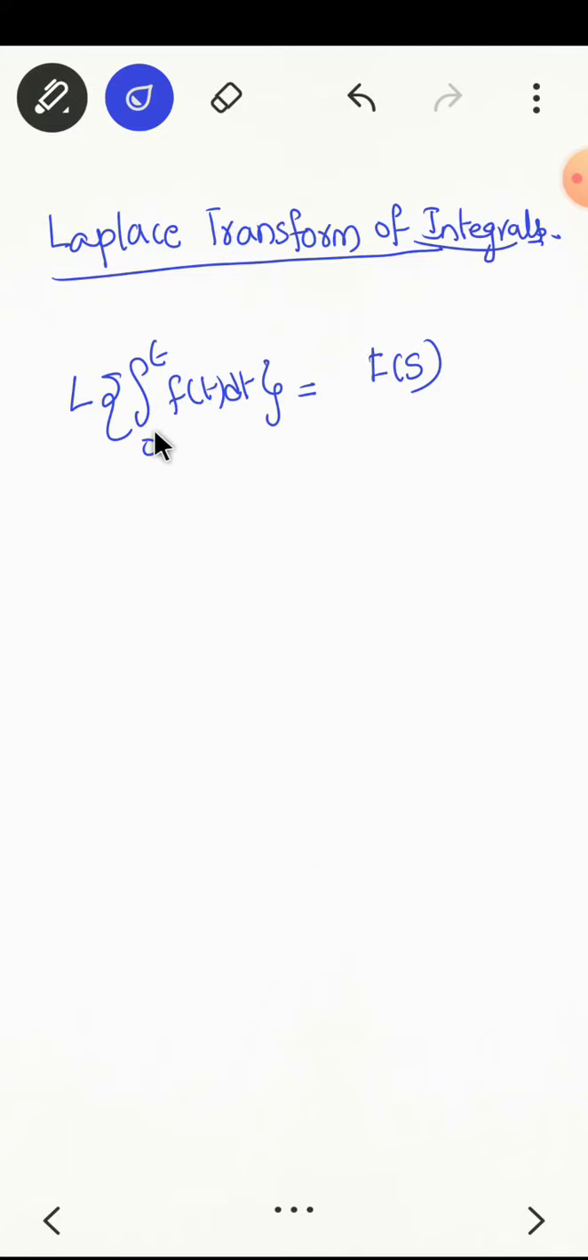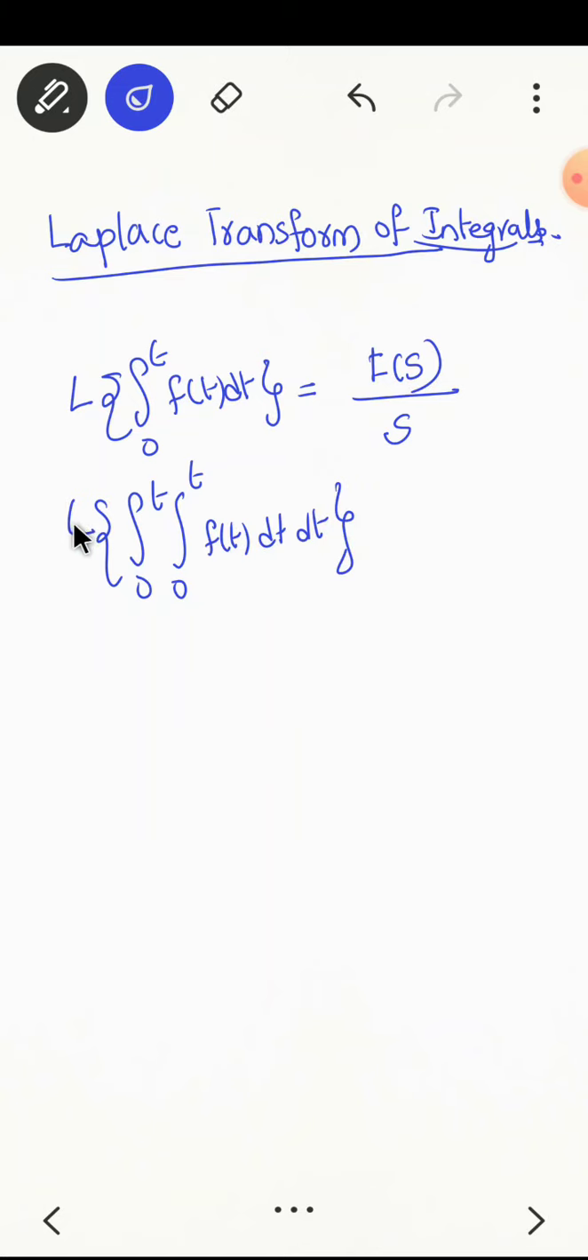So how many integrations are there? One integration, so divide by s. If you have the Laplace of the double integral from 0 to t, f of t dt, then what will you do? First find the Laplace of f of t, you will get F of s. How many integrations are there? Two integrations, so s square. Likewise, if you have three integrations, s cube.